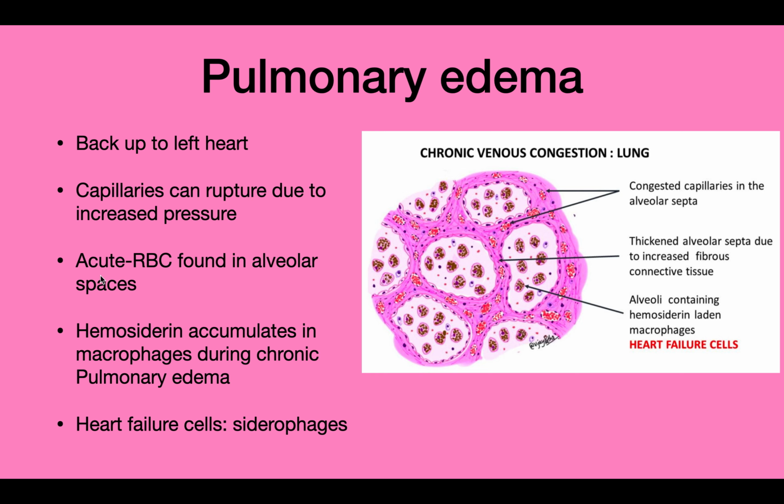In acute pulmonary edema, the red blood cells are going to be found in the alveolar spaces, and then in chronic pulmonary edema, there's going to be the heart failure cells. So this is not quite problematic yet. This is when you need to be considering bronchial dilators and whatnot, because with the hemosiderin, that's an indication that there has been fibrosis.